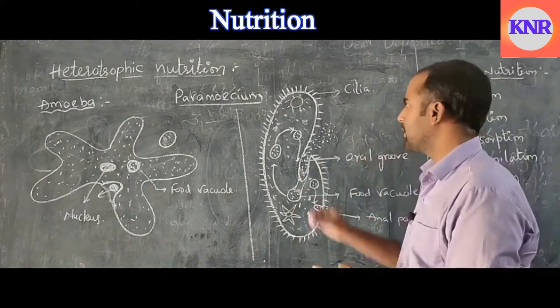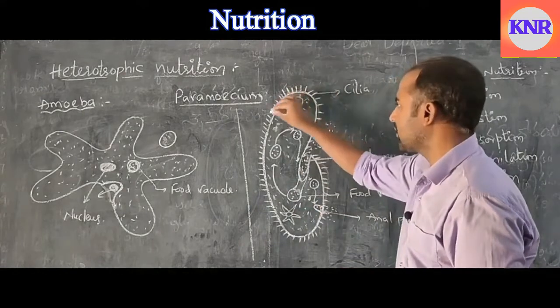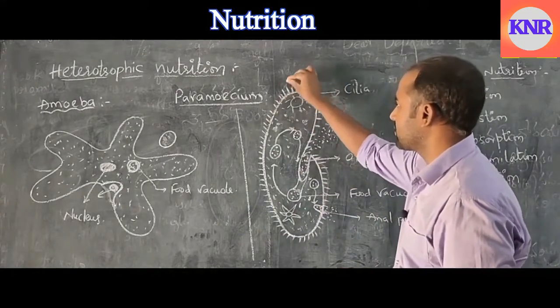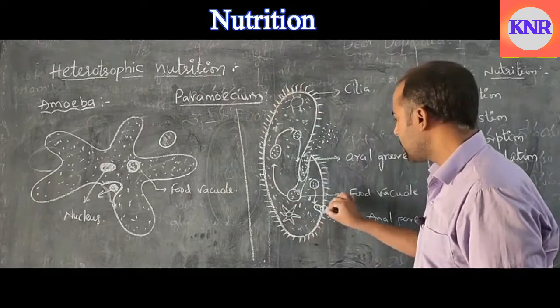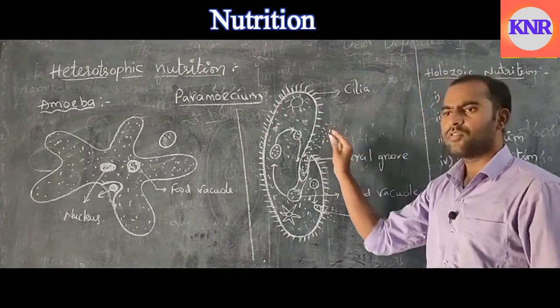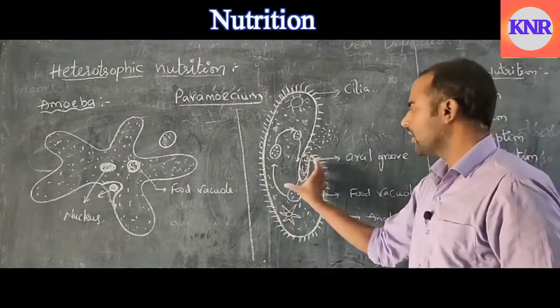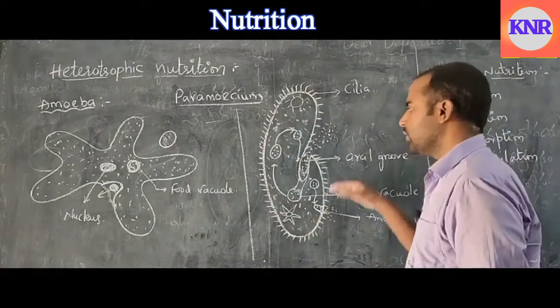Its total body is covered by hair-like structures. All these hair-like structures are called cilia. And what is the use of these cilia? They are useful for locomotion, for swimming, and for movement of this organism inside water.